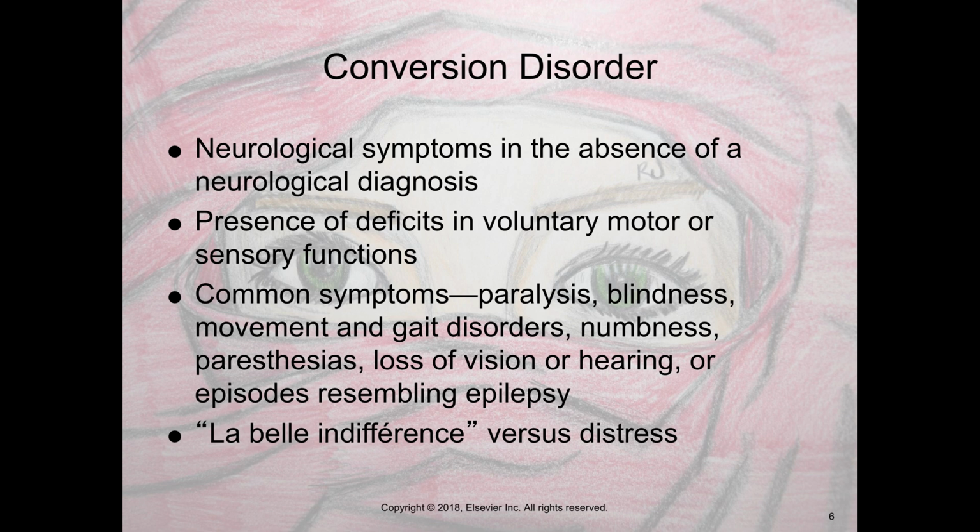So, conversion disorder, common symptoms: paralysis, blindness, movement or gait disorders. Maybe this person all of a sudden woke up one morning and they're not able to walk anymore, or maybe they have one extremity that's not working, so they might look or appear as if they've had a stroke.